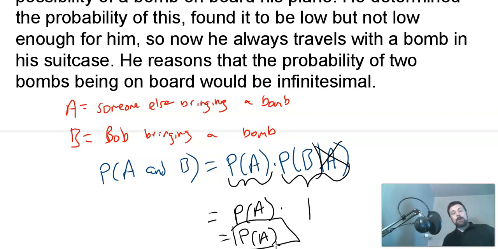So it's a funny anecdote because it's hard to really see immediately what the flaw is in that reasoning. Because yeah, you would think in general, two bombs on a plane would be more rare than one bomb on a plane, but not when you go about it in this way.